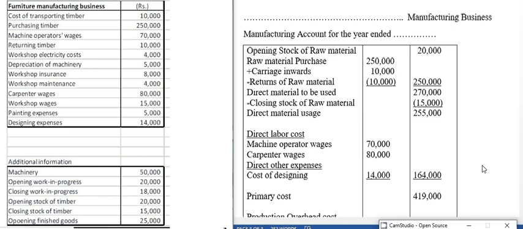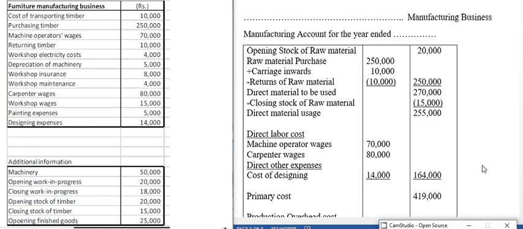Here I told you that you have to follow the basic structure. According to the structure, first you have to calculate the primary cost, then you have to add production overhead cost, then you have to adjust the work in progress, and only then will it equal the total production cost.